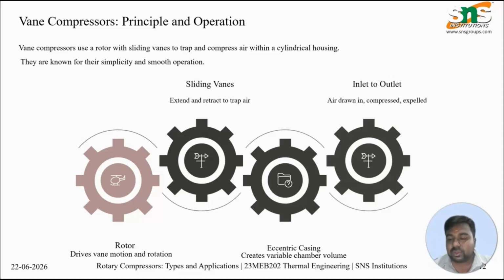In this slide, we are going to discuss the process flow. First, the rotor drives the vane motion as well as the rotation. The second is the sliding vanes that extend and retract to trap air. The third is the eccentric casing, which creates the variable chamber volume. And finally, inlet to outlet: air is drawn in, compressed and expelled.